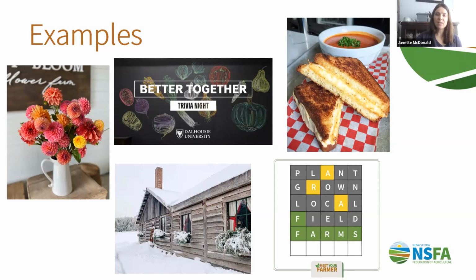And the last one is a recent sample of a visual that we did on Meet Your Farmer, a play on the Wordle thing that's going around, and everyone seems to be doing Wordles in the morning. So we created our own just with words that are kind of around food and farming: plant, grown, local, field, and farms, and then had a caption to describe what that meant. So that's another important piece, is that when you are creating visuals and posting them, you also want to have some captions to go along with them.